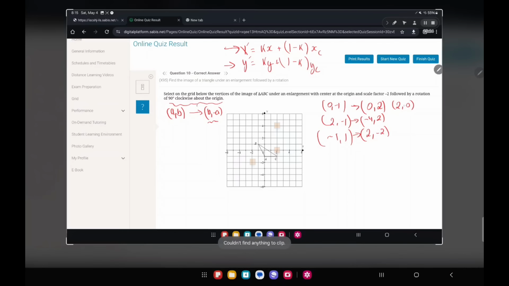Negative 0 stays 0, right? So I can't have negative 0, so I just keep it as 0. Okay, then negative 4, 2 becomes 2, negative 4, right? But I swapped the sign of the second one. So it was negative, now it becomes positive.